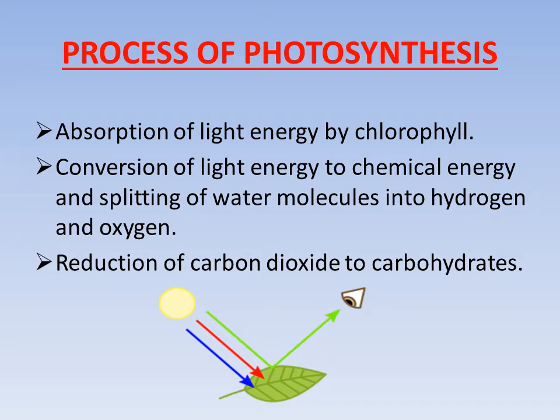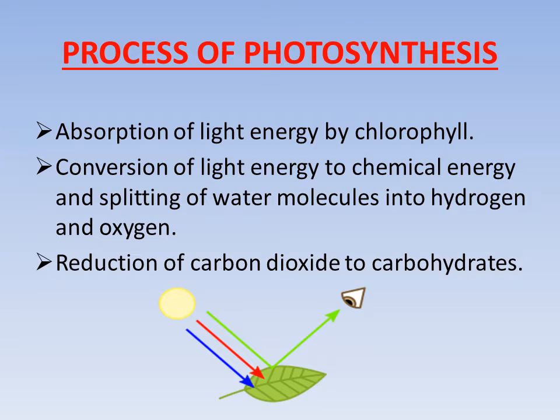Now where does this light energy come from? It comes from the sun. You can see below in the diagram. The light energy is coming from the sun, which is absorbed by the green pigment present in the leaves, that is the chlorophyll. This is the first step of the process of photosynthesis.